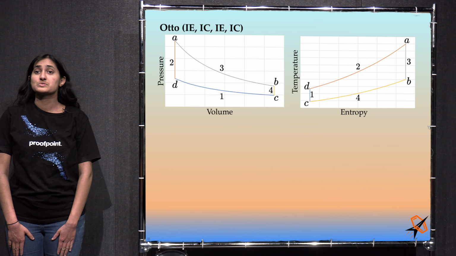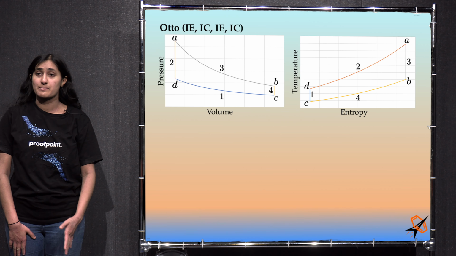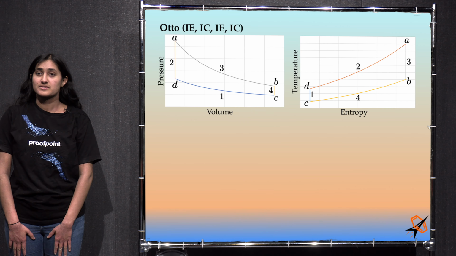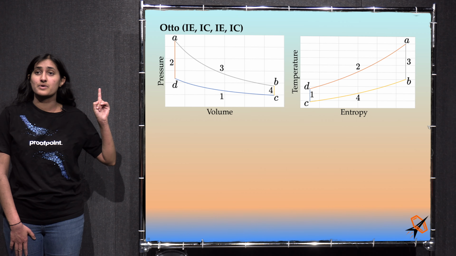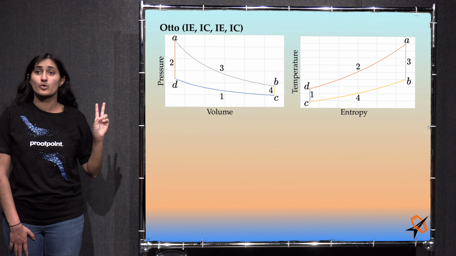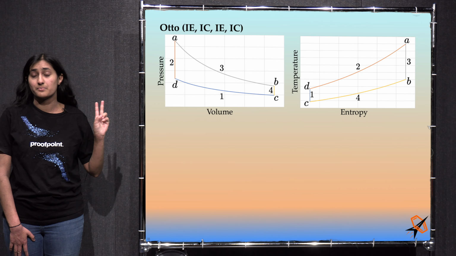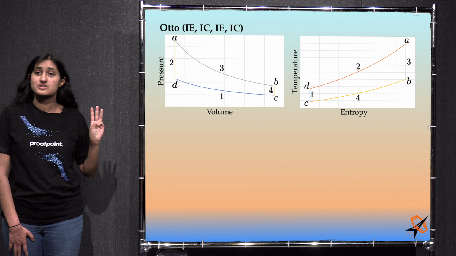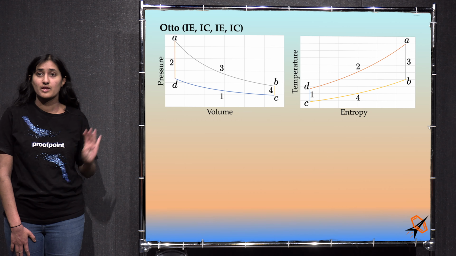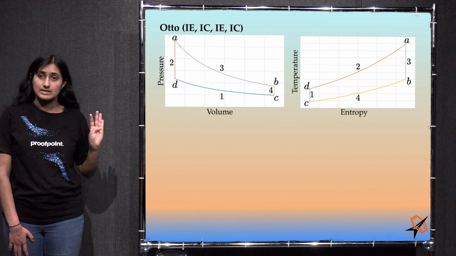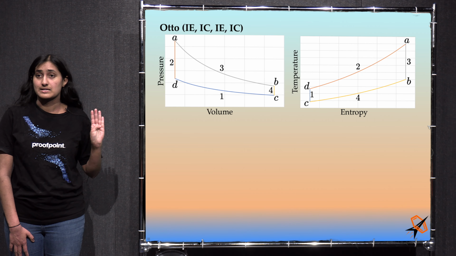The Otto cycle is what is used to model the automobile, or gasoline-powered internal combustion engine. The steps are: 1. An isentropic compression from C to D. 2. An isochoric heating from D to A. This step simulates the combustion. 3. An isentropic expansion from A to B. This is the power stroke. 4. An isochoric cooling from B to C. This step simulates the exhaust and intake step.